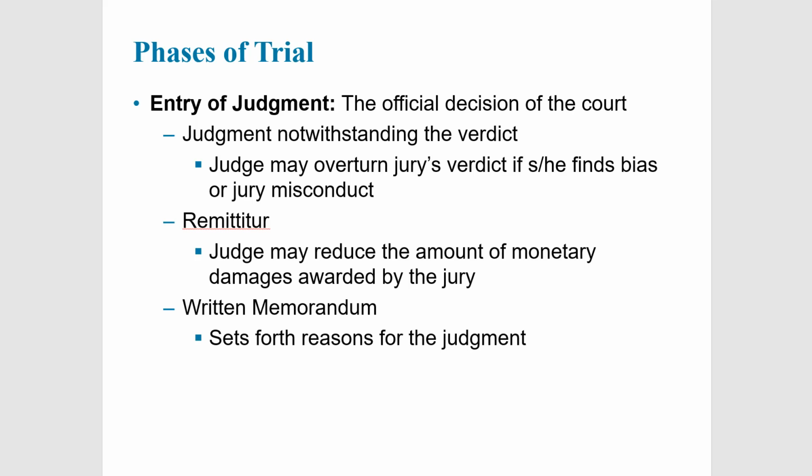If the judge finds that the jury awarded too much money, or sometimes state law limits how much a person can actually get, and the jury might not know that, we could have a remittitur, where the judge reduces the amount of monetary damages that the jury can actually award. And then finally, we can have a written memorandum which sets forth the reasons why we arrived at this particular judgment.